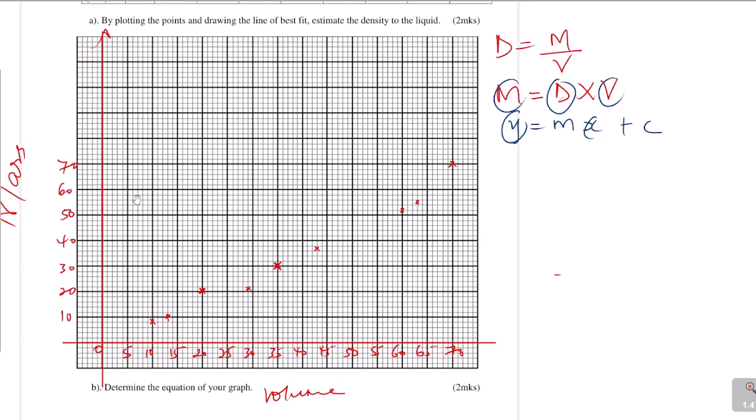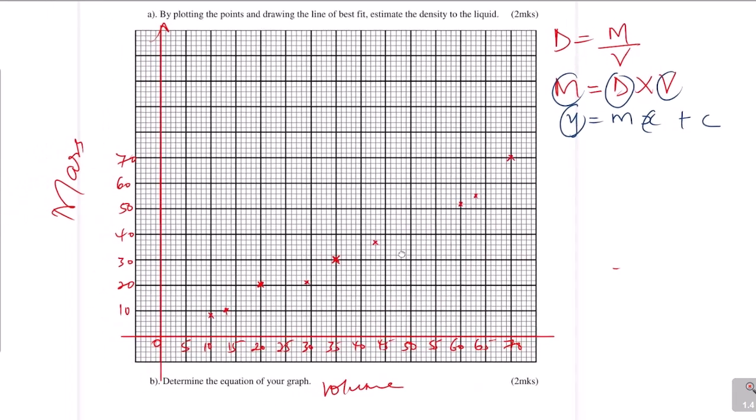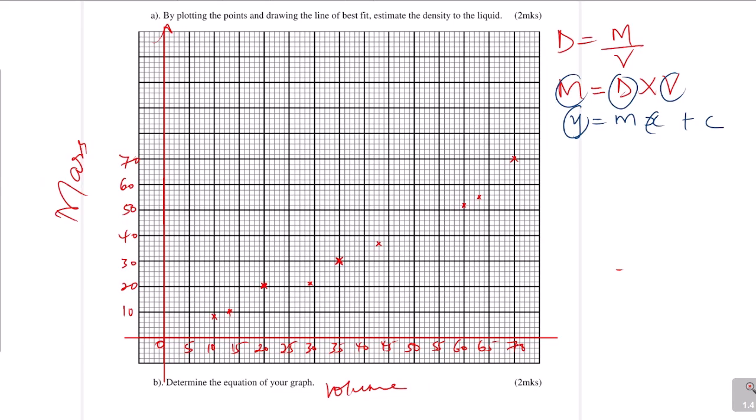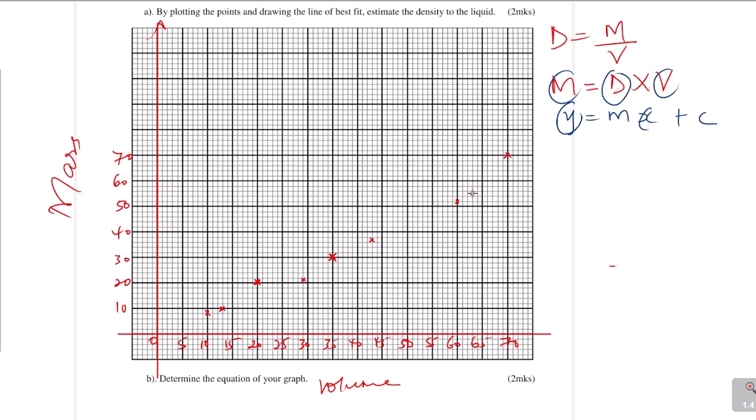Now we need to draw the line of best fit and estimate the density. The line of best fit is a line that contains most of the points. So with all these points that you can see here, you need to come up with a line that contains most of the points. So which is that line? The line that will contain most of the points passes through that. Yeah, exactly. So you can see that line is the one that contains most of the points, and that is the line of best fit. You need to be very keen when you're drawing these.